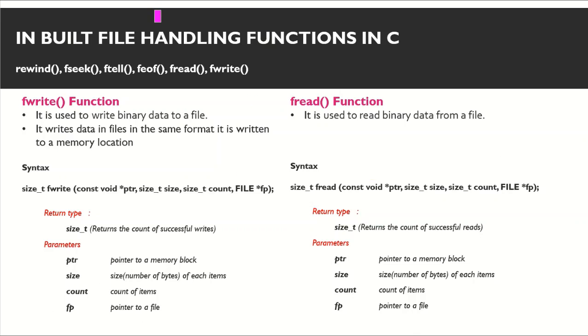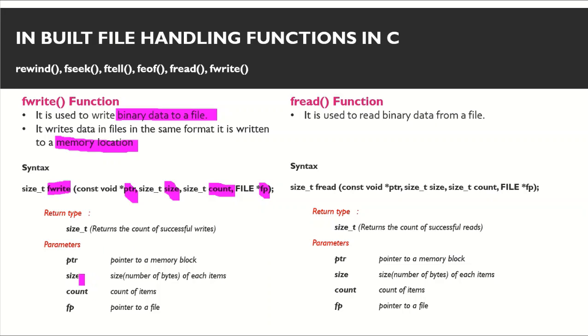The other file handling functions are fwrite and fread. Fwrite function. It is used for writing binary data to a file. It writes data in files in the same format it is written to a memory location. That is the major difference between fwrite function and normal printf functions. Its syntax is size_t fwrite(const void *ptr, size_t size, size_t count, FILE *file pointer).